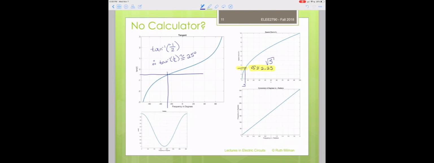Notice that's not as accurate as I got because I was using a calculator when I did my examples, but if you needed to work out your numbers in a graph, this would be exactly how you do it. You would take a look at the line where you have the value you're looking for, see where it intersects the actual curve, drop that down to the other side, and that is your frequency, and this graph is in degrees.